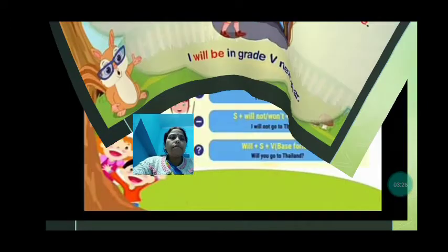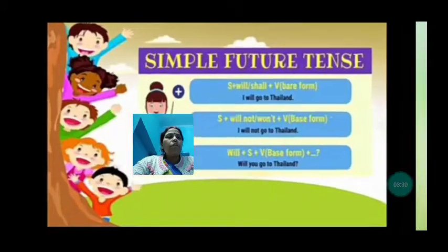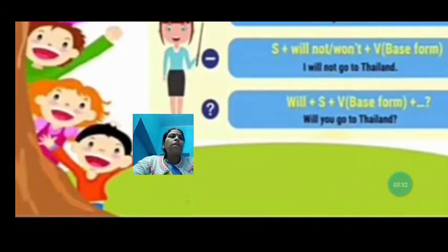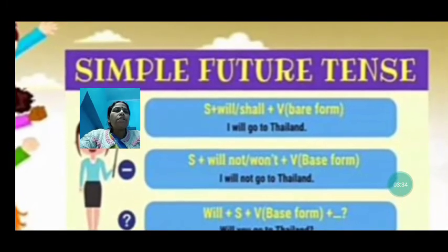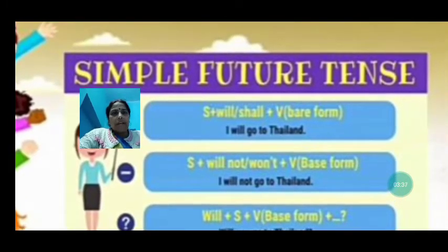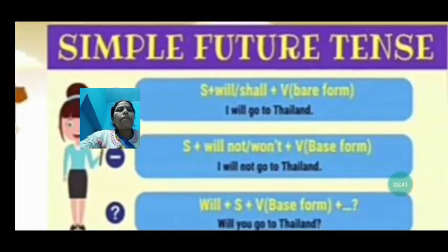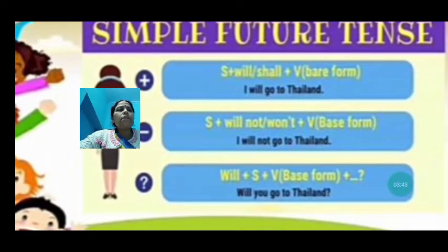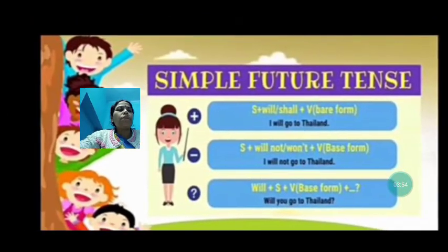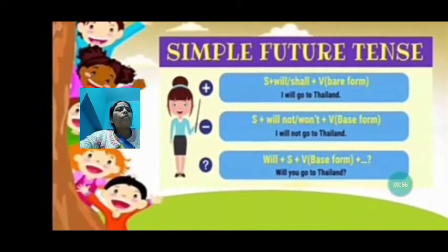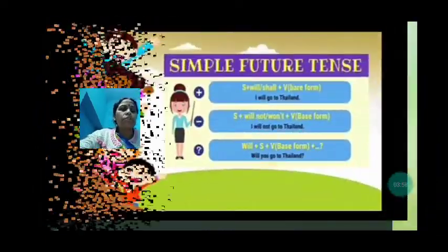Then children, see the formation of simple future tense. Subject plus will or shall plus base form of the verb. Then subject plus will not or won't plus base form of the verb. Then will plus subject plus base form of the verb, in question form, when we are asking a question.